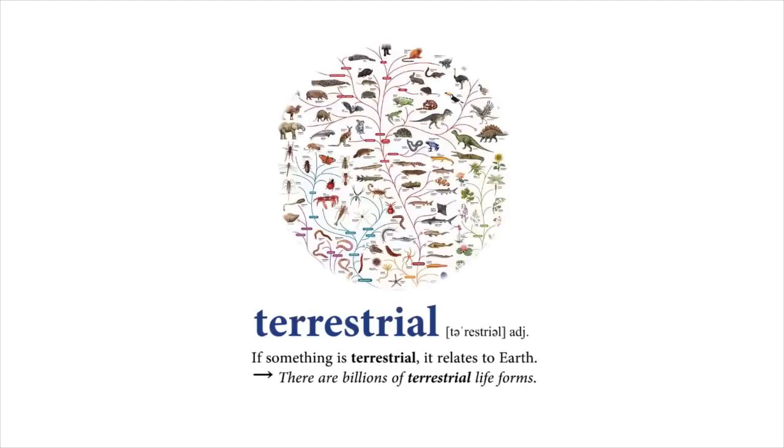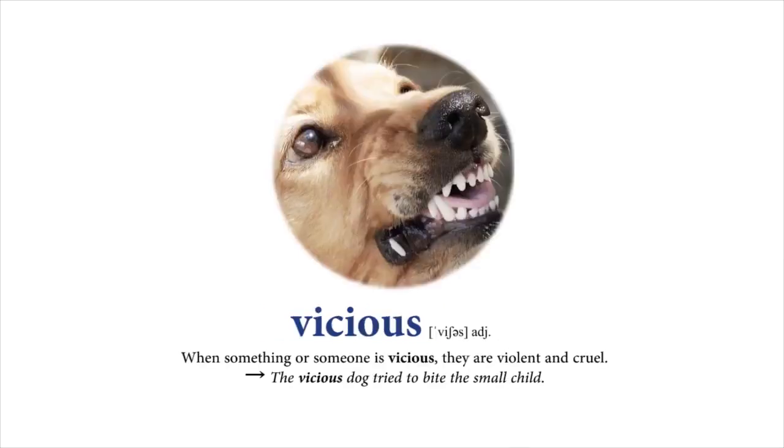Terrestrial. If something is terrestrial, it relates to Earth. There are billions of terrestrial life forms. Vicious. When something or someone is vicious, they are violent and cruel. The vicious dog tried to bite the small child.